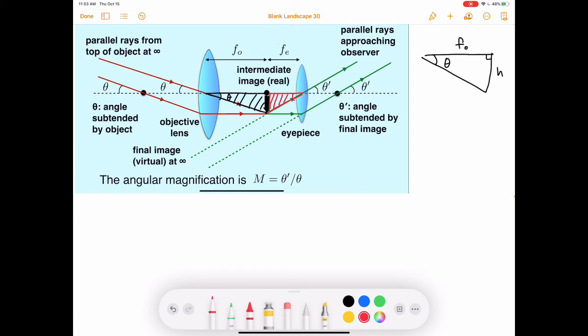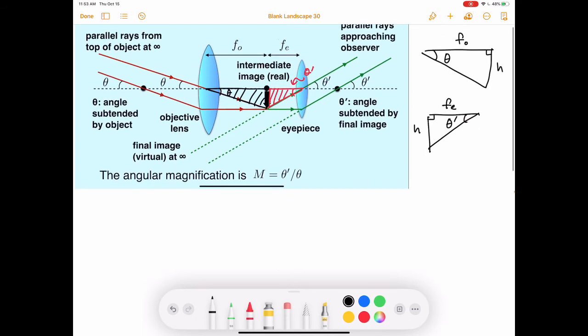And notice how we have the angle theta prime inside of that triangle. So if we copy that one down, we have the same side length H going vertically here, a right angle here, and then the horizontal side is FE, the focal length of the eyepiece. So that angle is theta prime. Okay, so let's come up with formulas for theta and theta prime.